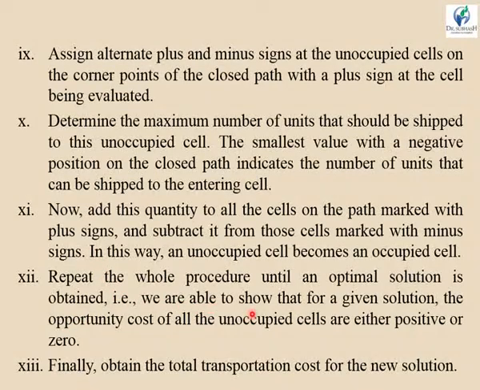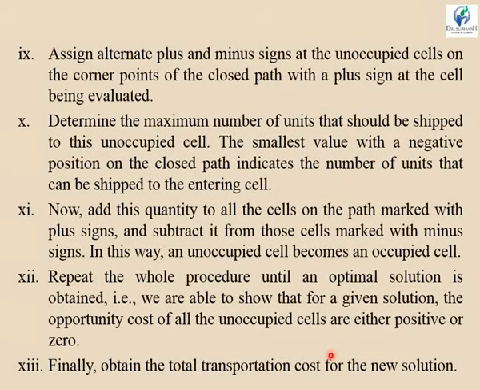So we are able to show that for a given solution the opportunity costs for all the unoccupied cells are either positive or 0, and finally obtain the transportation cost for the new solution. So the procedure is done till what?